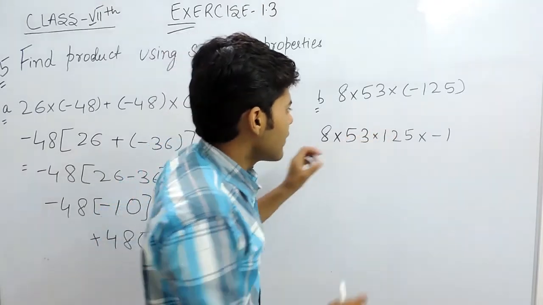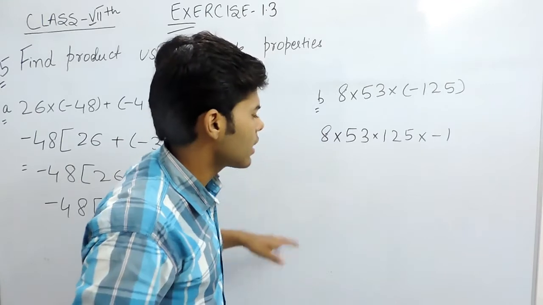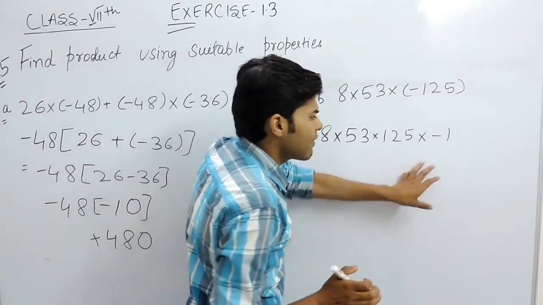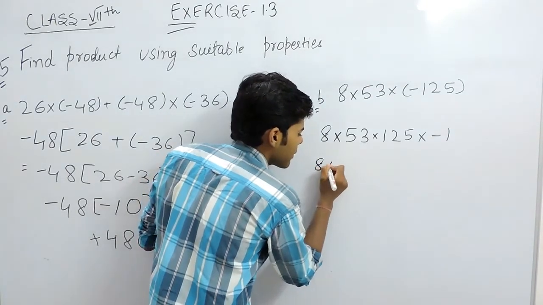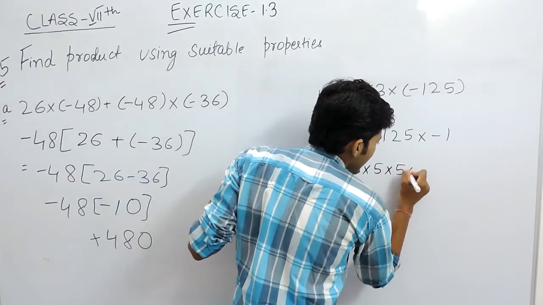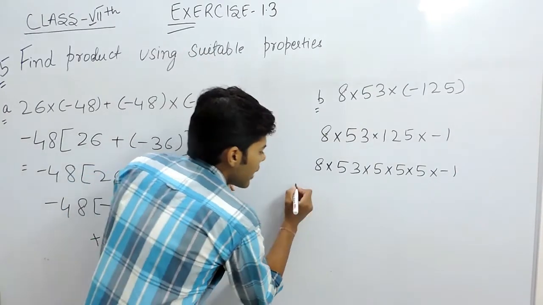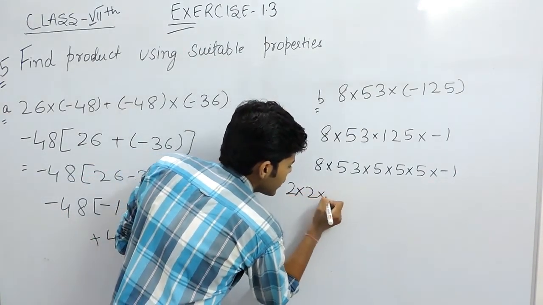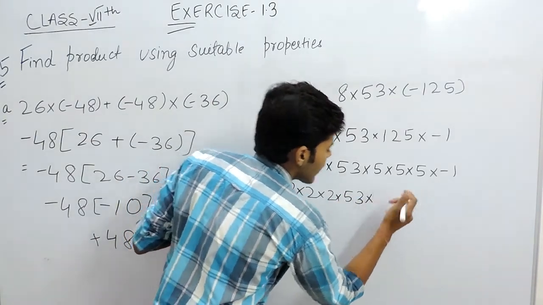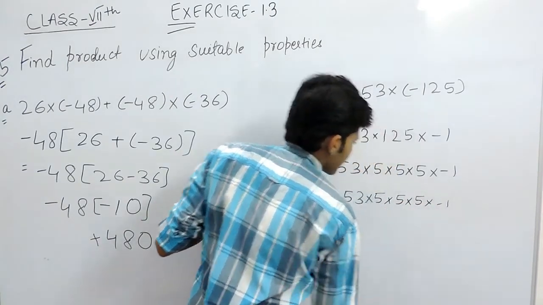Now whenever there is a term which will give us 0 at the end, we should multiply that. What I mean is that first of all you can write 125 in its prime factor form, like 8 multiplied with 53 multiplied with 5 multiplied with 5 multiplied with 5 and minus 1 as it is. Now 8 also can be written as 2 multiplied with 2 multiplied with 2 and multiplied with 53, and then 5 can be written as 5 multiplied with 5 multiplied with 5 and minus 1.